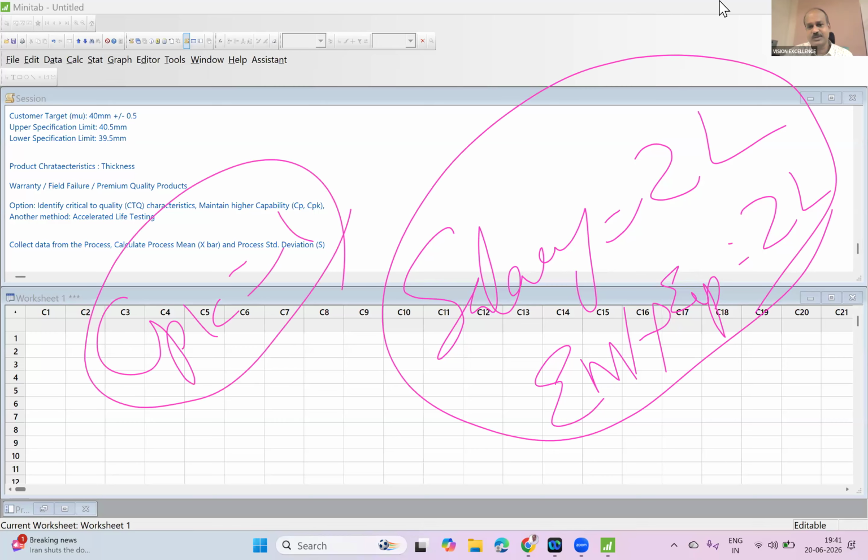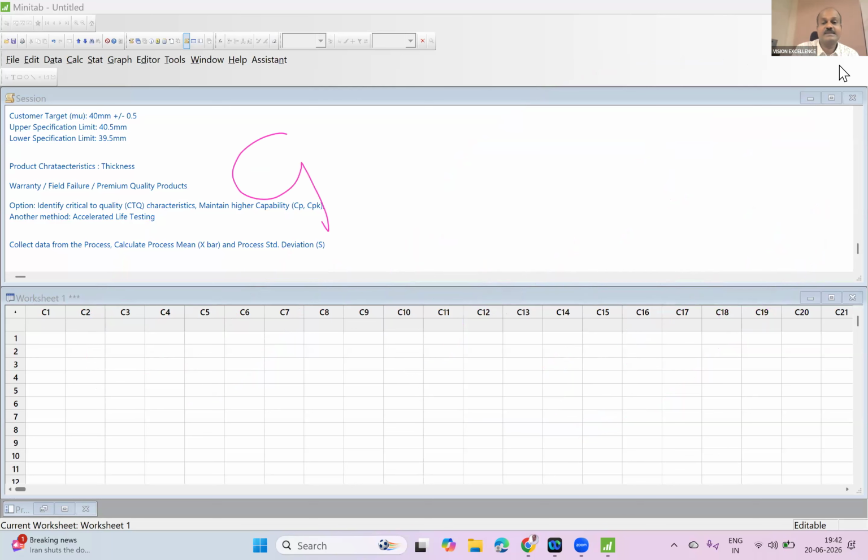And graphically, it looks like everything is good there. But practically, it is not good. Do you all agree? Very important. So, that is why the guideline says a CPK of 1.67.